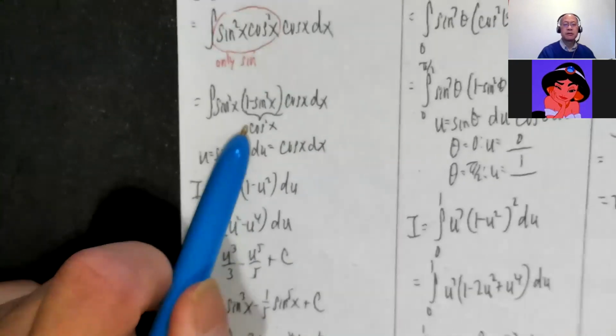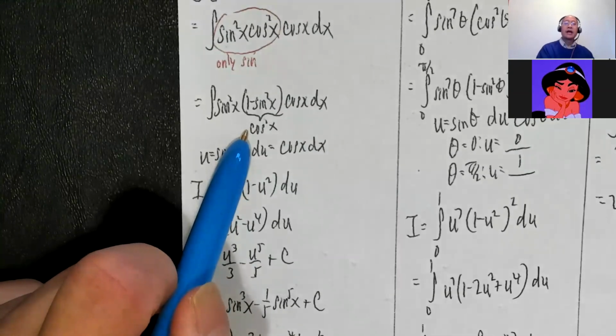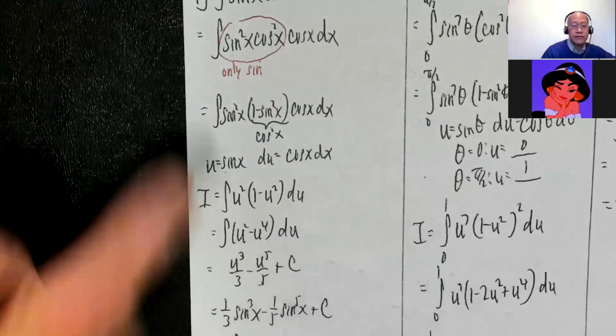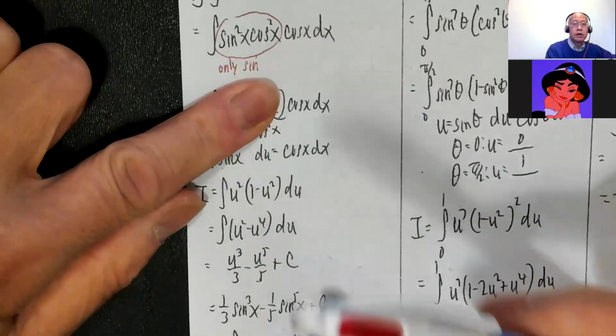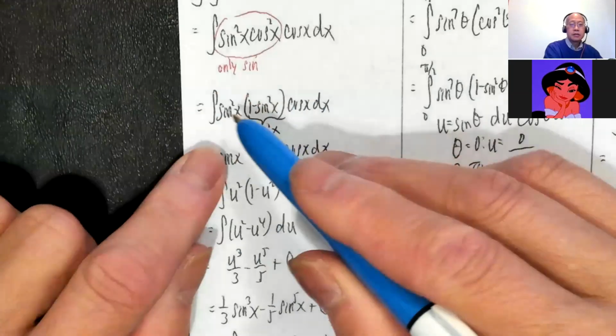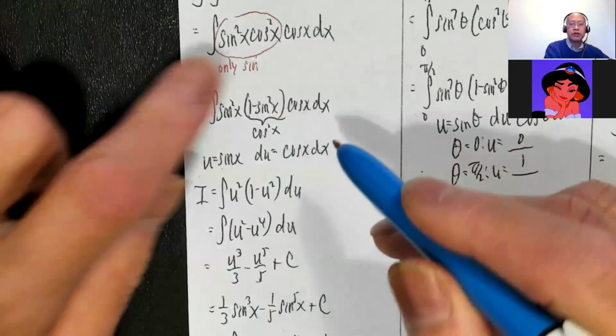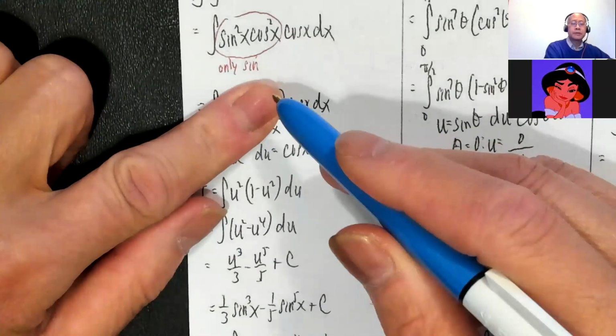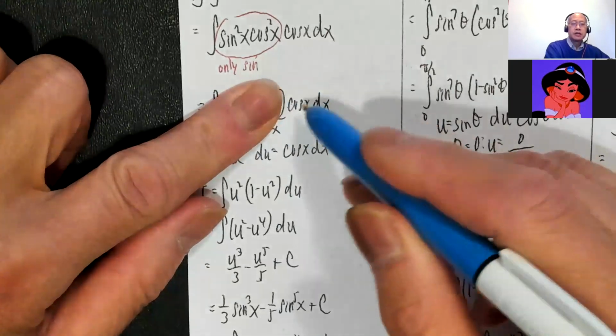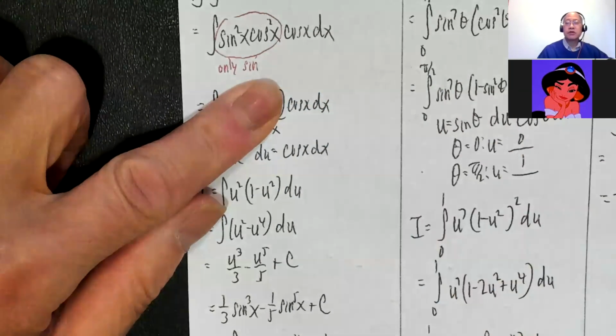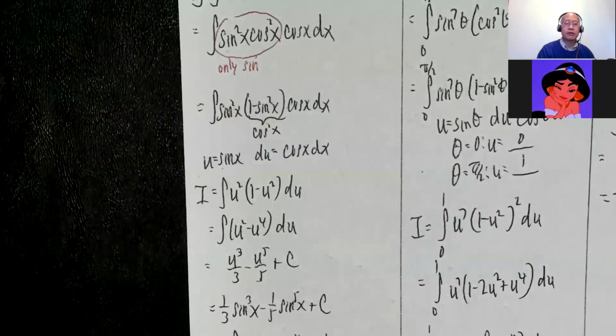Make that substitution. And now that's the way I want it. Everything behind my finger only says sine: sine squared, one minus sine squared. The only trig function is sine. So I'll do a u substitution. Let u be sine x, du is cosine x dx. I'll be left with a polynomial, and polynomials are very easy to integrate.